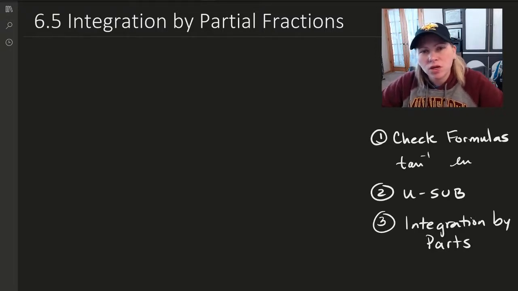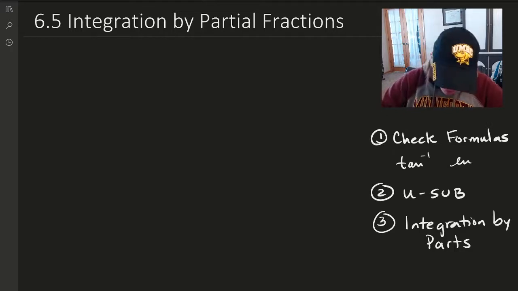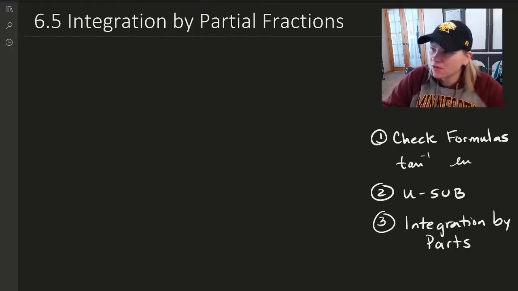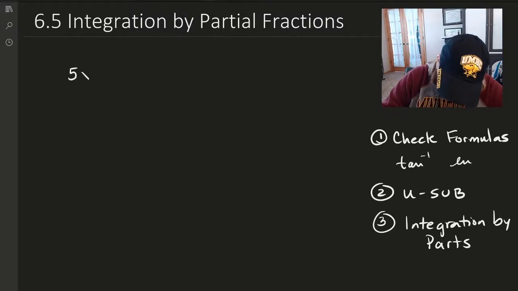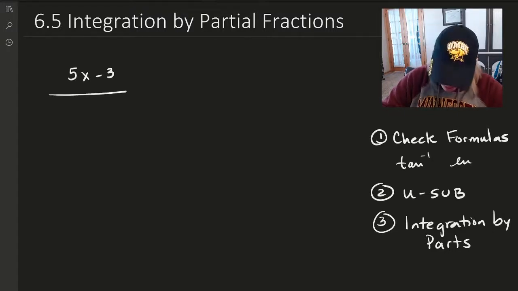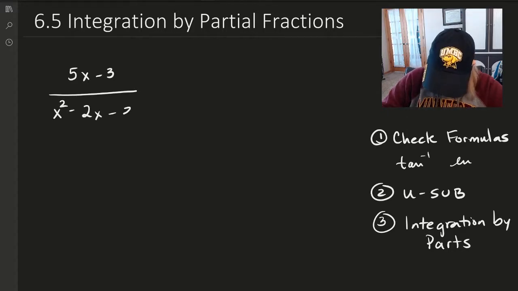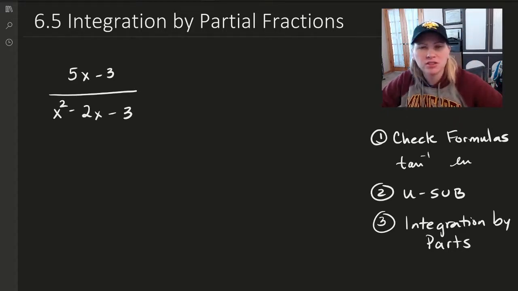When they don't work, then we want to ask, does it look like something I can use partial fraction decomposition on? And what does that mean? And what does that look like? Well, essentially, suppose we have a function that looks like this: 5x minus 3 over x squared minus 2x minus 3.